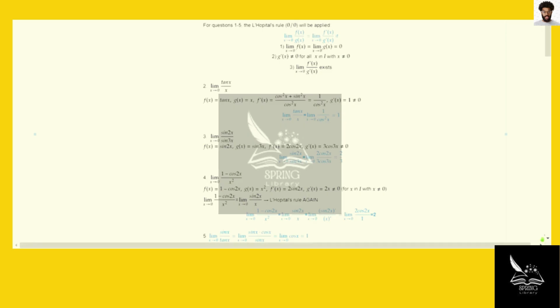Hello. Here we have to calculate several values of several limits, and in order to make it efficient and due to the size of the question, I decided to attach the already performed solutions. And now I'm going to walk you through these solutions.